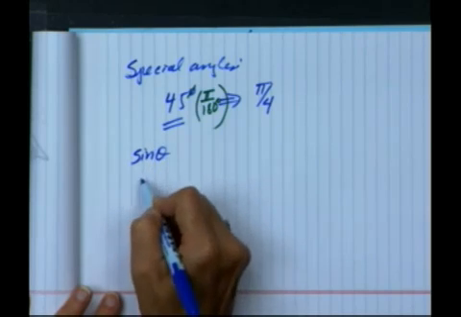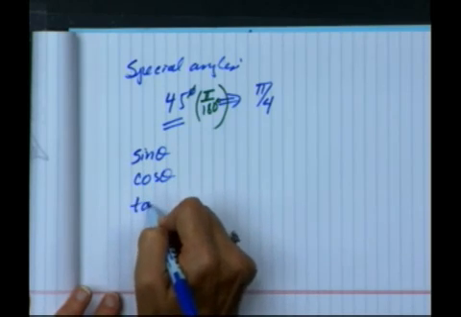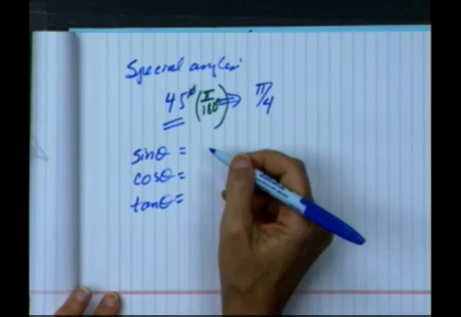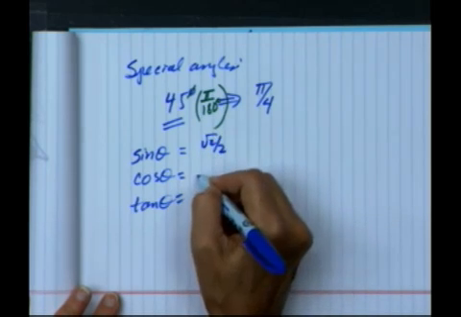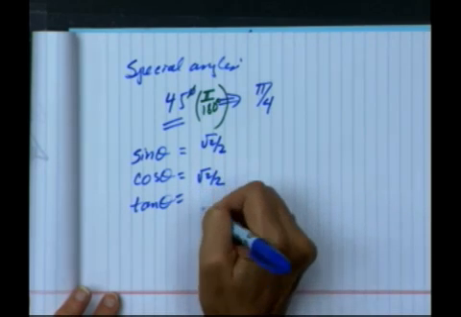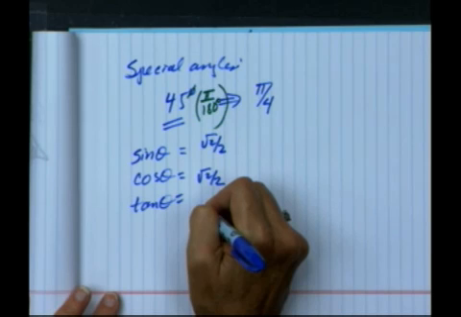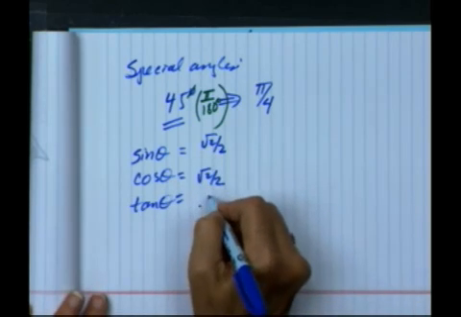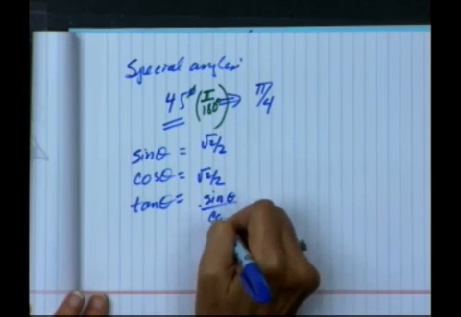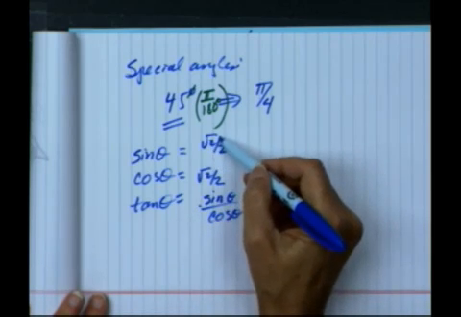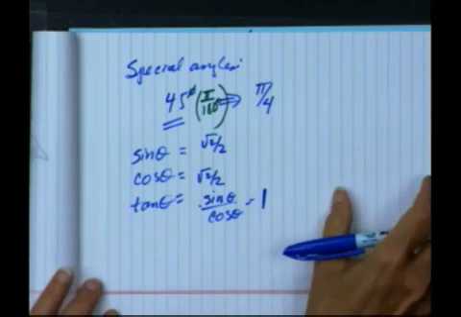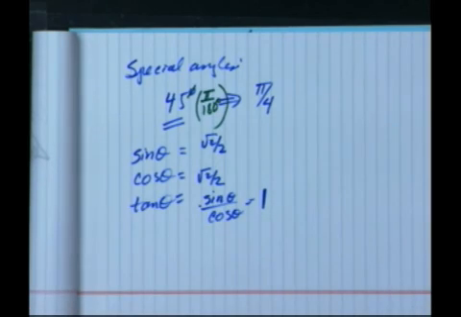The sine, the cosine, and the tangent are all going to be easy for you to memorize. What's the sine without looking down? Square root of 2 over 2. What's the cosine? What's the tangent? Tangent, remember, is sine theta over cosine theta. So if you say square root of 2 over 2 divided by square root of 2 over 2, it would be equal to 1.